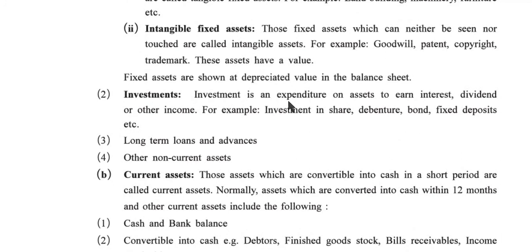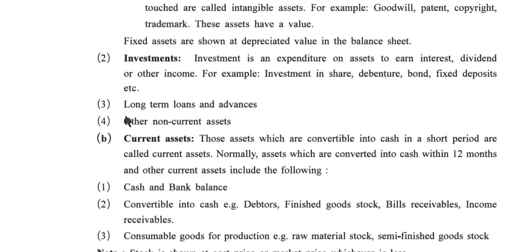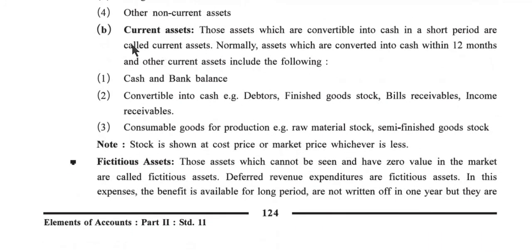Investments. Investment is an expenditure on assets to earn interest, dividend or other income. For example, investment in share, debenture, bond, fixed deposit, etc. Long-term loans and advances, other non-current assets. Afterward, current asset. Those assets which are convertible into cash in a short period are called current assets. Normally, assets which are converted into cash within 12 months. Other current assets include the following: cash and bank balance, debtors, finished goods stock, bills receivable, income receivable, etc.